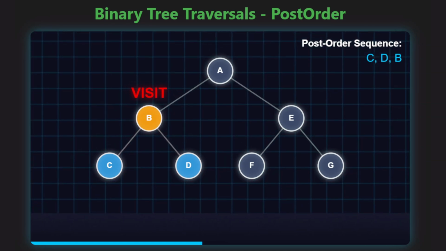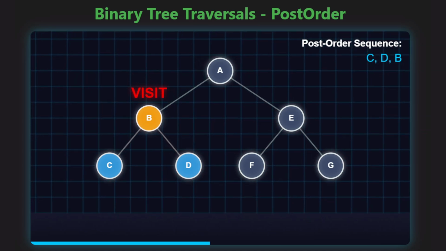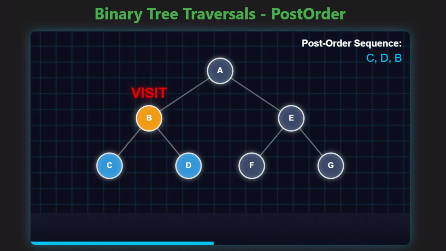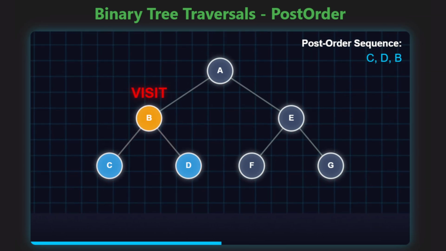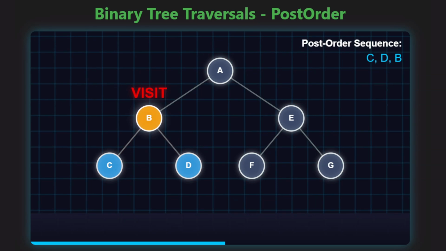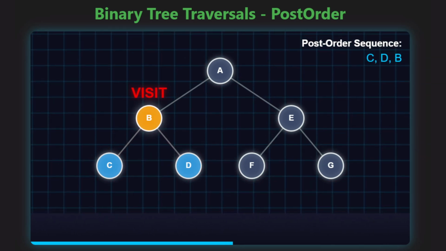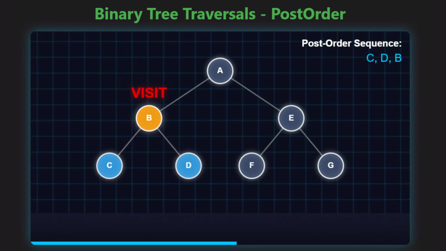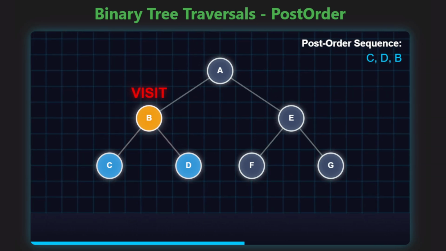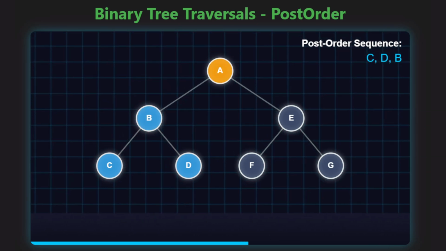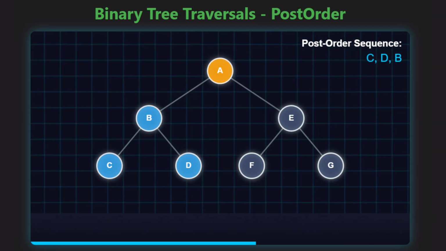We return to D's parent, B. Now, look at node B. We have fully explored its left child, C, and its right child, D. The left is done. The right is done. It's finally time to visit B itself. B is the third node in our sequence. The entire left subtree of our main root, A, is now finished.